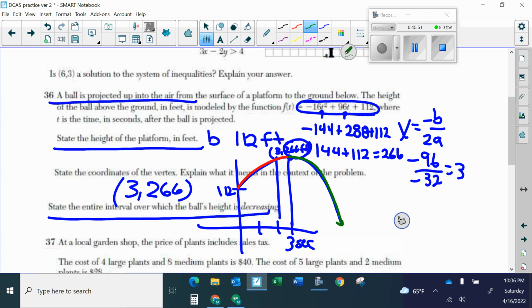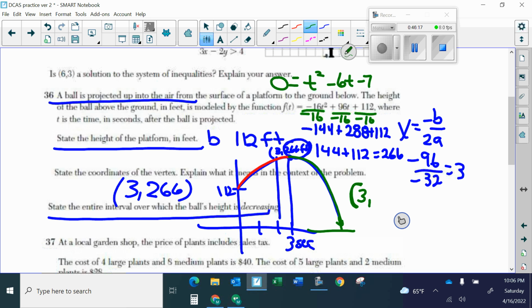0. So we know it's after 3, so parentheses for 3, and then we have to find when it's going to hit the ground. Okay, so I need to set this equal to 0 and solve. Well, one way of doing that is going ahead and dividing each term by negative 16, because they all divide by negative 16 evenly. And I get t squared minus 6t minus 7 equals 0.